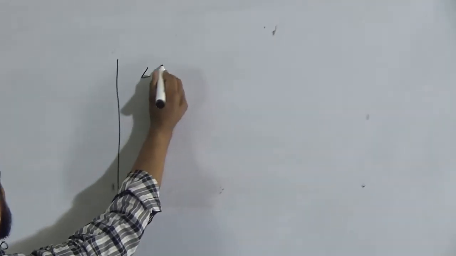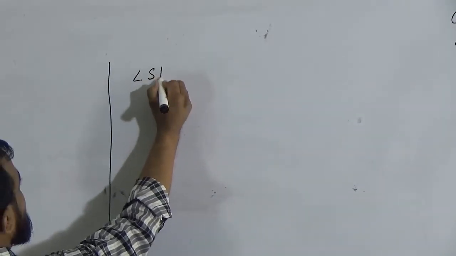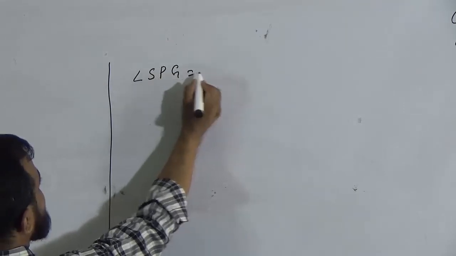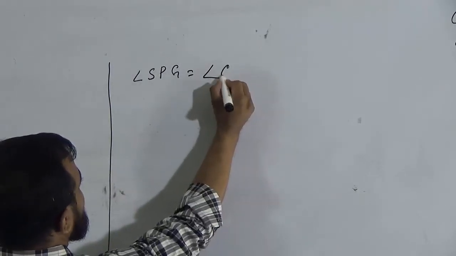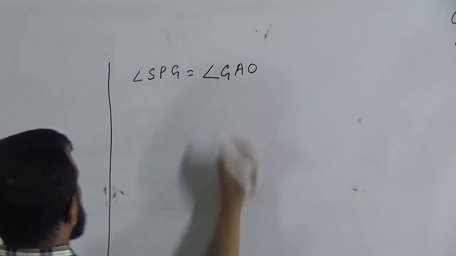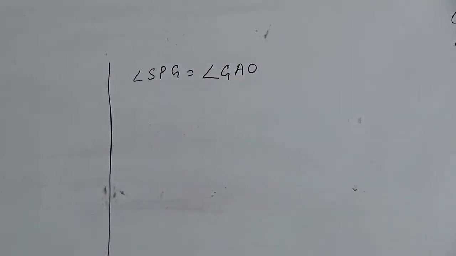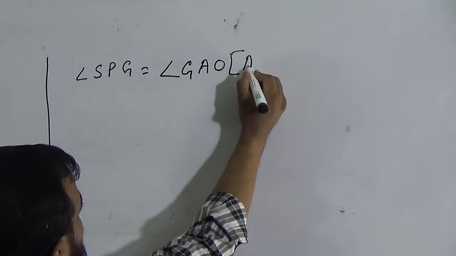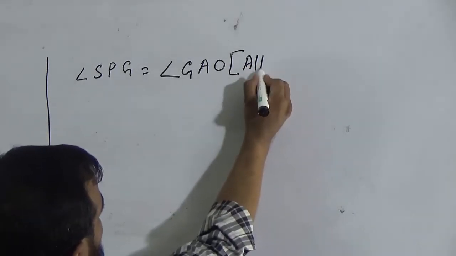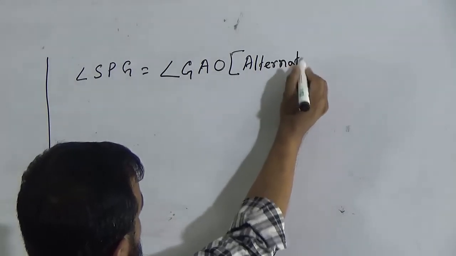We can write down the angle SPG, that's equal to the angle GAO, because these two lines, look at the figure, SP and AD are parallel lines. That means SPG is equal to GAO. We can write down the note, these are alternate angles, because alternate angles are equal to each other.